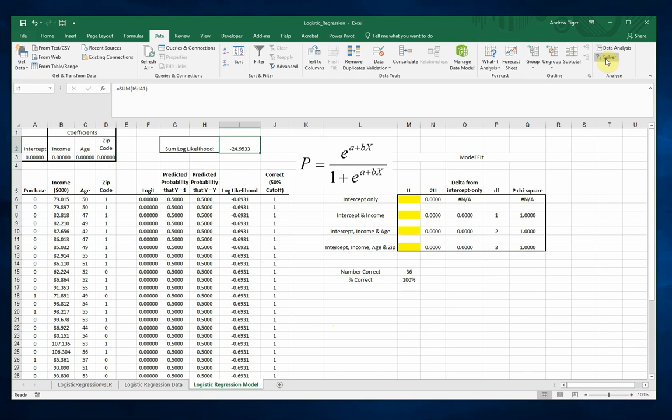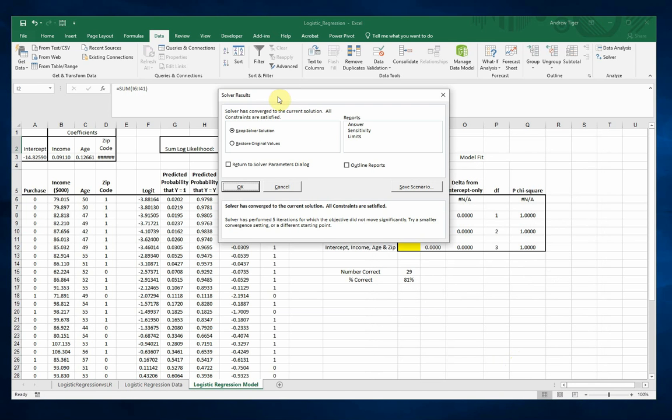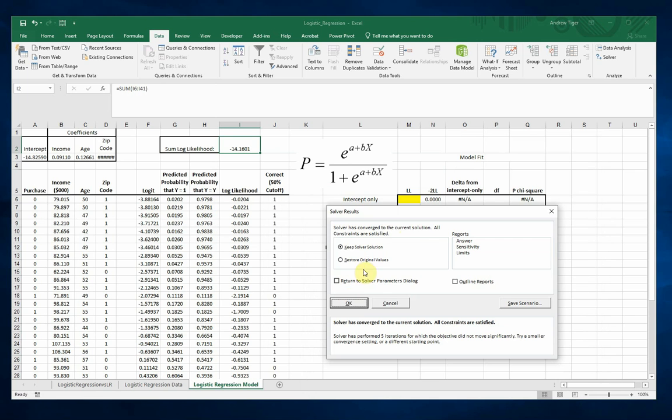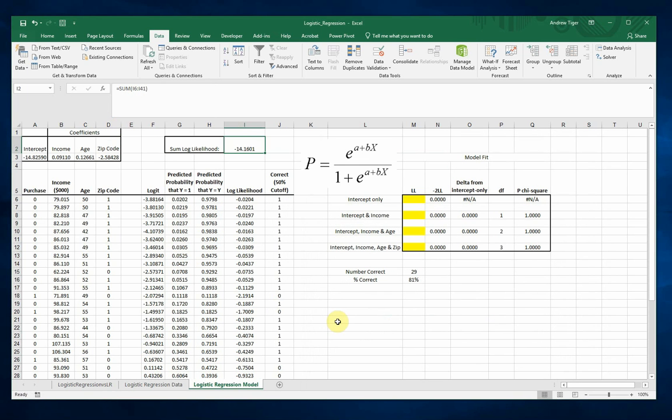So I'm going to go to Solver. I'm changing these values, and it's nonlinear, so leave that as nonlinear, and say solve. And it says it converged to the current solution, which is sort of saying it's solved. And what it's saying is that these are what the coefficients should be. It made that number as big as possible, as close to 0 as it can. And this is the logit, and you can see in this case we've got 81% correct.